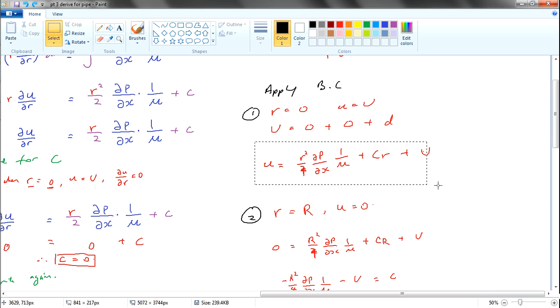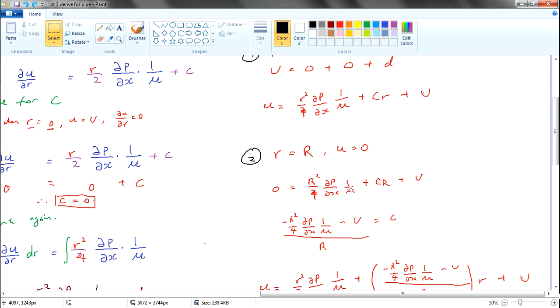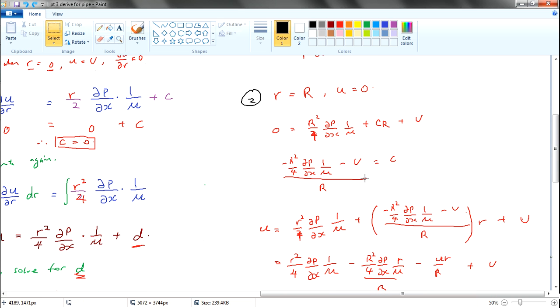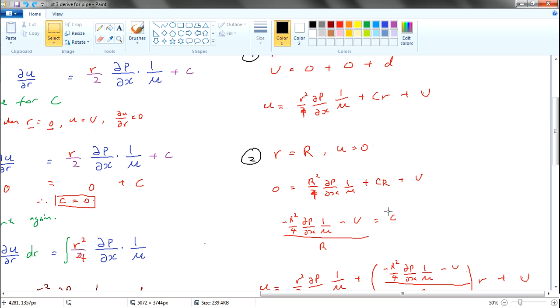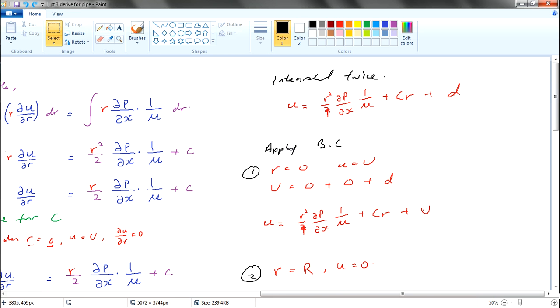And then when r is equals to the capital R, u is equals to 0. So I sub this equation with r, so this small r will become the capital R, while this small r square will become the capital R square. And I rearrange, you have C. You're just trying to solve for C, that's all. And then this becomes a little hairy. So this is the very general one for when you integrate it twice.